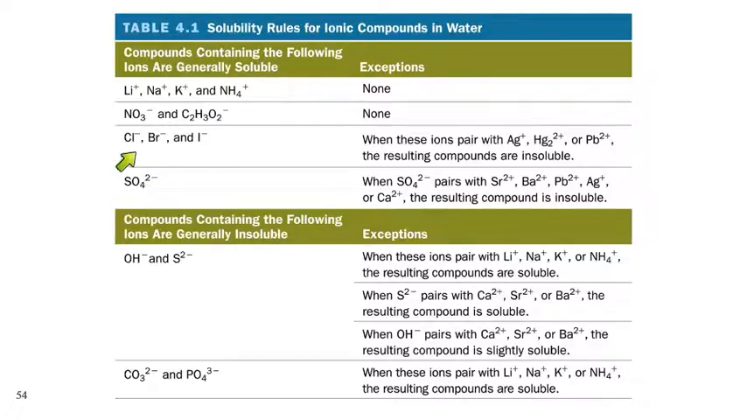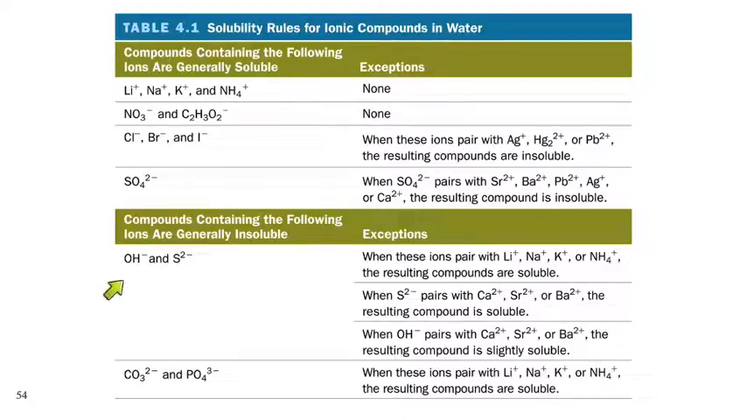Then we have the halides, chlorine, bromine, iodine. These are soluble except with silver, mercury 1, and lead 2. And then sulfate compounds are usually soluble except, now here we have two of the same exceptions. We have lead 2 and silver. And then we also have strontium, barium, and calcium. Those are group 2 metals. So if you see calcium sulfate, not soluble. Iron sulfate, soluble.